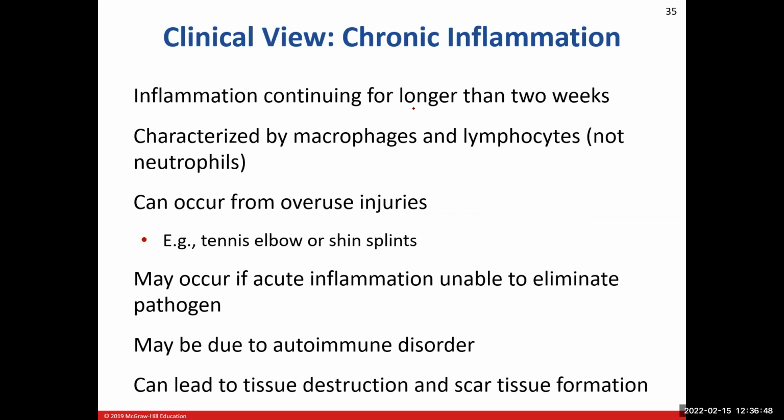Chronic inflammation lasts longer than 2 weeks. And this is when, again, we need to have a point at which we shut things off. I'm not going to leave my car running all night. It's not good for the car, it's not good for the environment, what have you. So when we're dealing with chronic inflammation, we're going to see our macrophages and our lymphocytes on hand, constantly doing what those cells do.